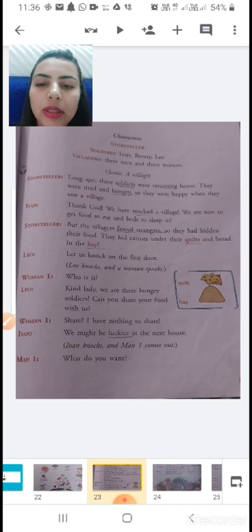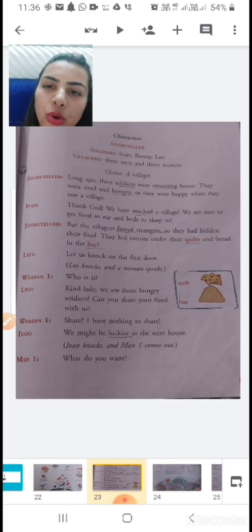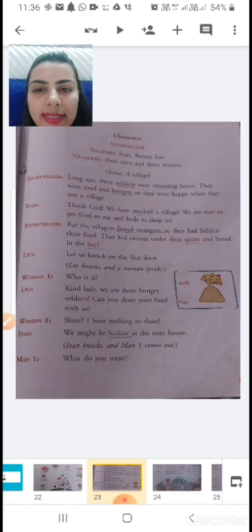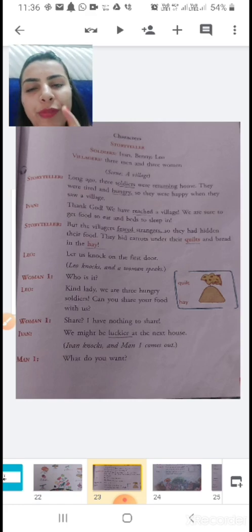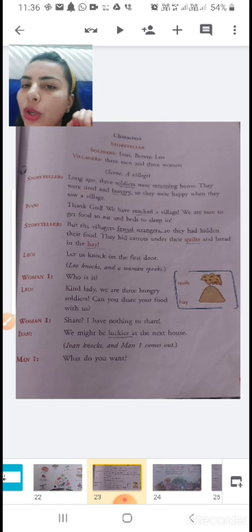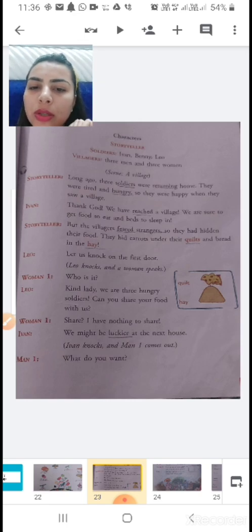Then another soldier, whose name is Leo, is saying, "Let us knock on the first door." That means he is saying that when we see any home, we will knock on the door of that home. So we will knock on the first house.